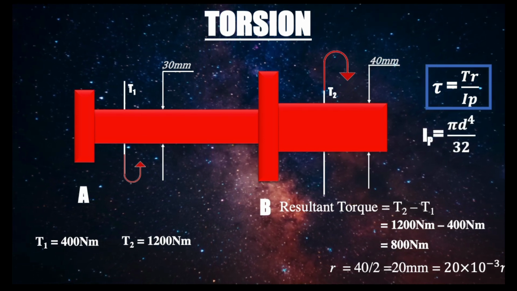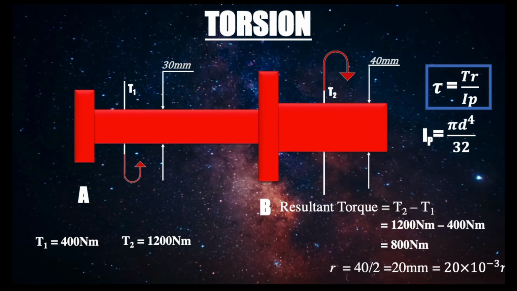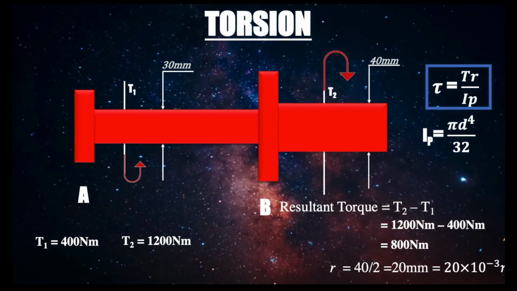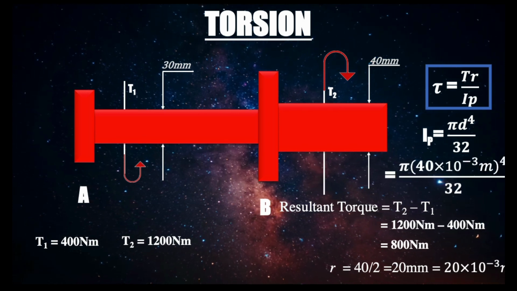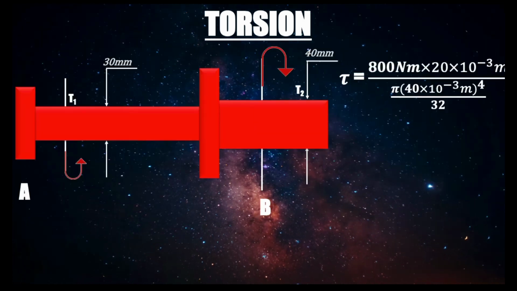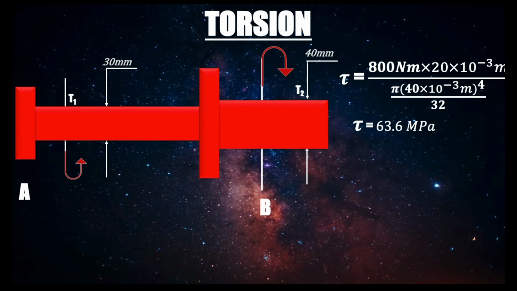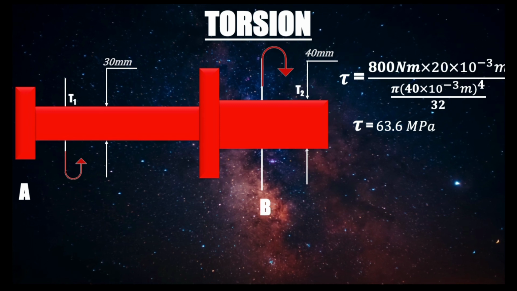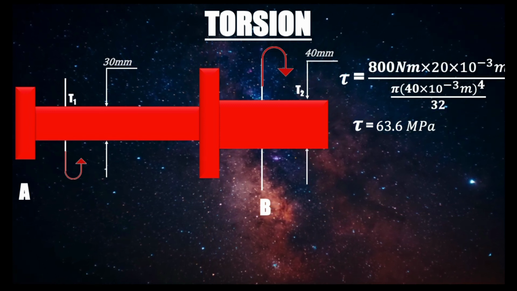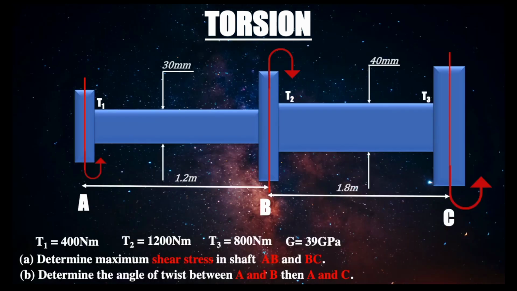And for the polar inertia, we're going to use the diameter. So what is the diameter that we're going to use? We're going to use the diameter in the second section, right? Not the one in the first section. Okay, so now let's substitute, and we're going to get 63.6 megapascal. You can leave the answer in Pascal or Newton meters, but I just change it to mega to simplify things. Okay, so this is what we have. And now I'm going to go to the next question.